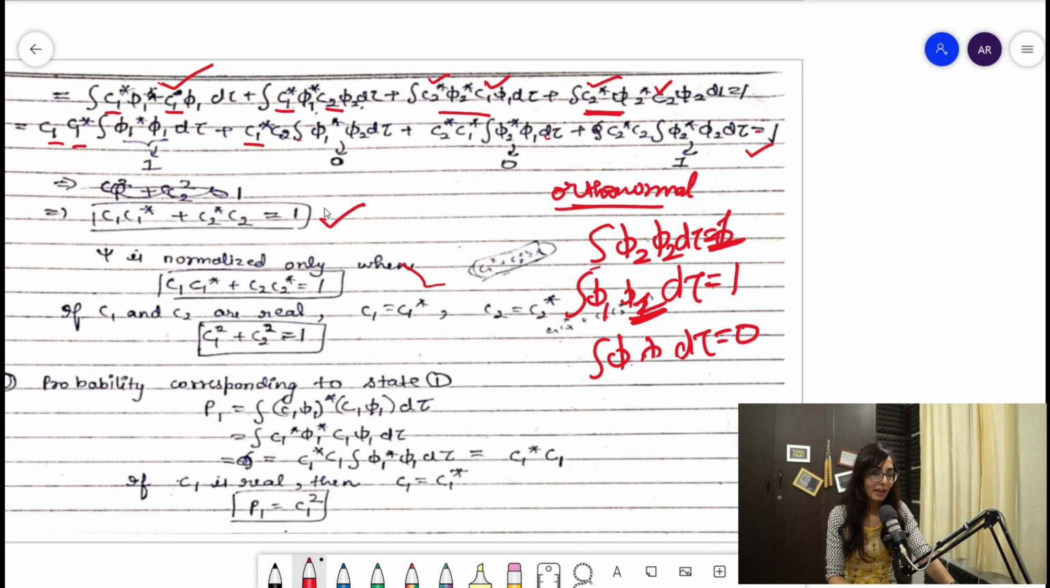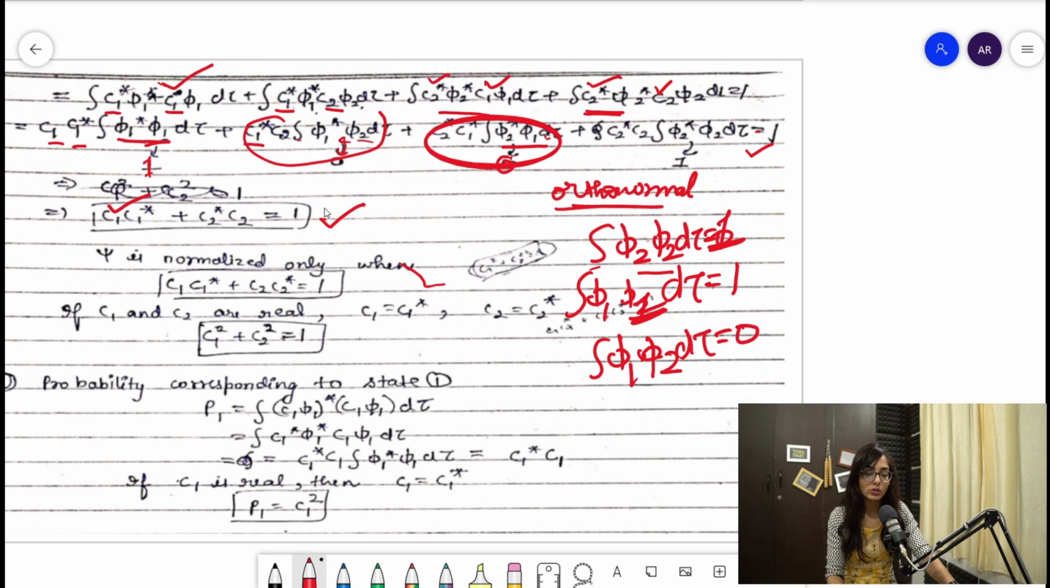So this phi 1 star phi 1, you know, is normalized and the value should be 1. So 1 into c1 star, that becomes c1 into c1 star. Plus, now you can see phi 1 star and phi 2 d tau, the integration, with another one. Here phi 1 with phi 2 should be 0, so that becomes 0. And here also 2 with 1, so this whole term will become 0 and this whole term will again become 0.